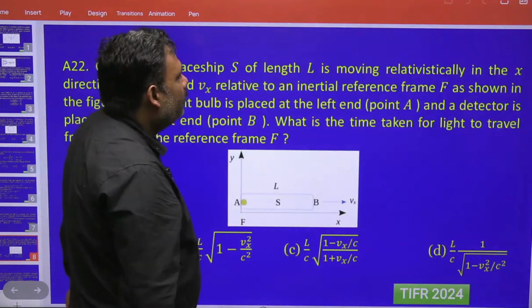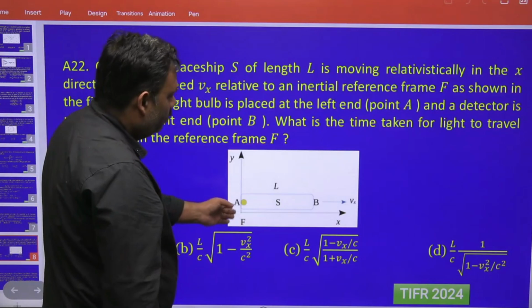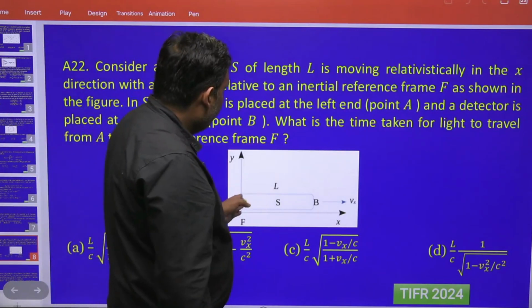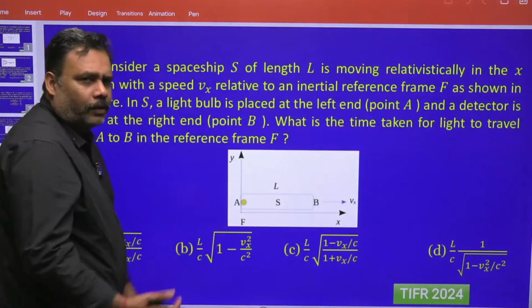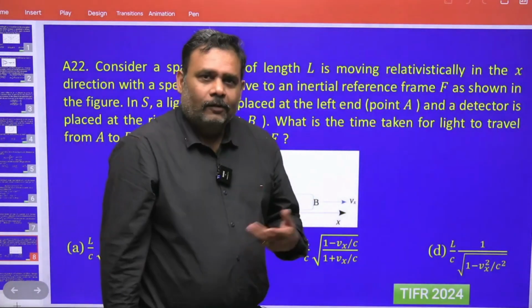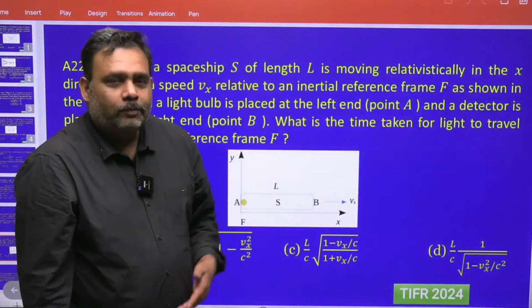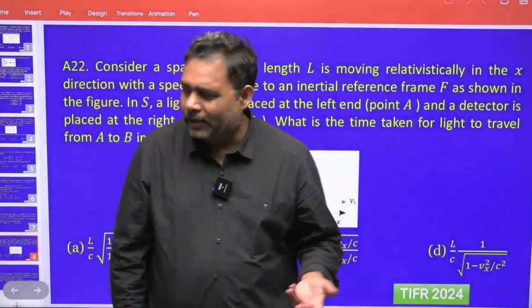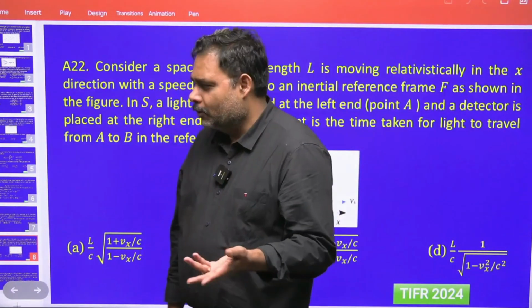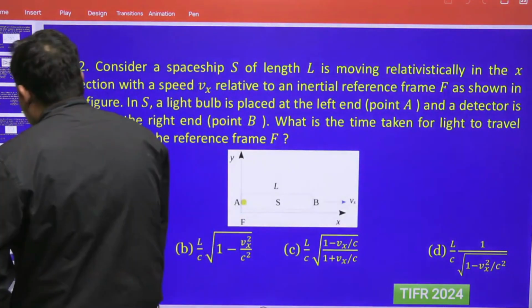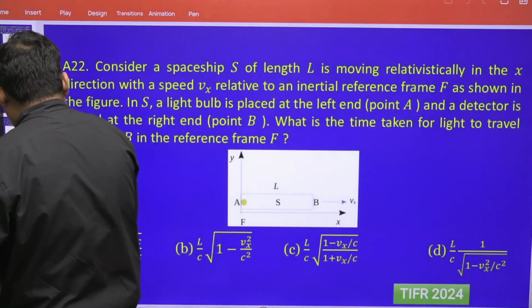So what is the time taken for light to travel from A to B in reference frame F? It's a very simple, straightforward question, and it was the first question we solved in special theory of relativity with the help of Lorentz transformation. You can use other concepts also, but we will go for the basic, and that is nothing but the Lorentz transformation.